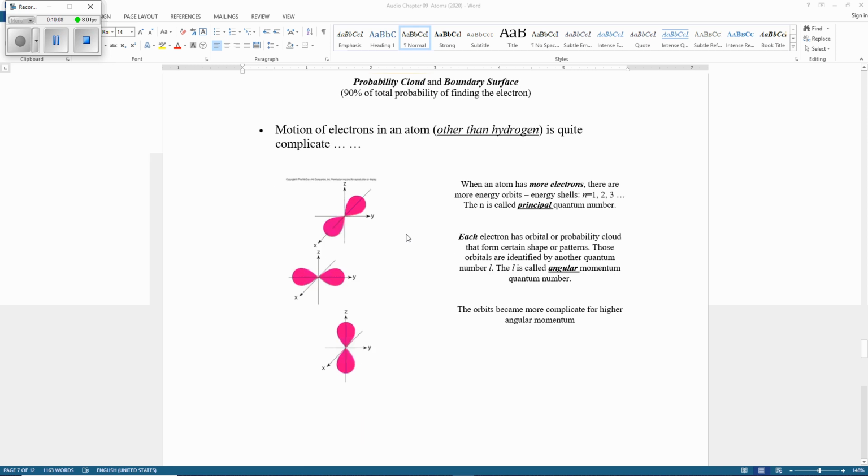If an atom has more than one electron, like helium has two, lithium has three, mercury 80, do you think so many electrons are going to stay together? No, they will be separated as far as possible because they all carry negative charge and are going to repel each other. So some electrons will go along the X direction, some along the Y direction, some along the Z direction.